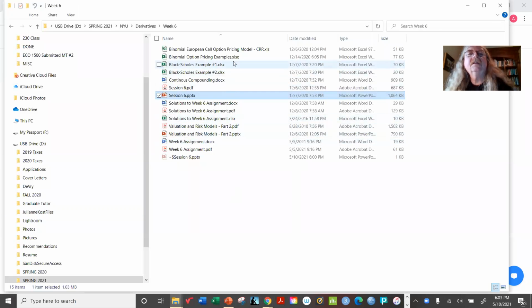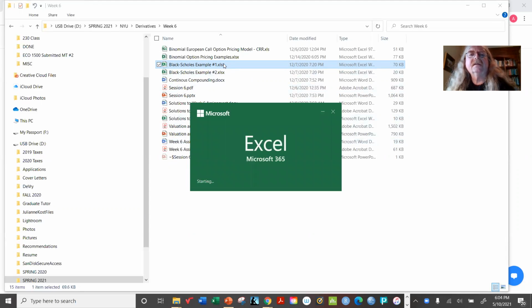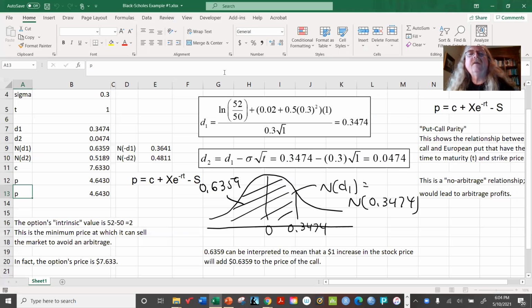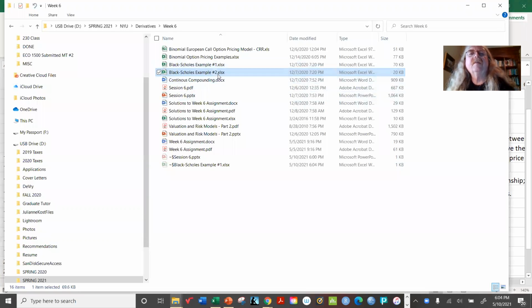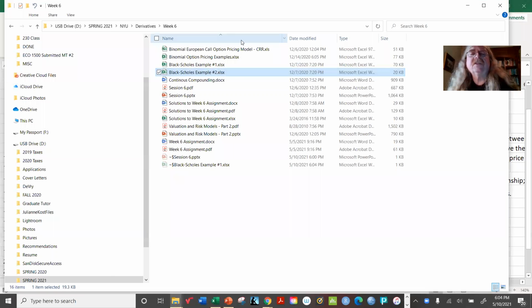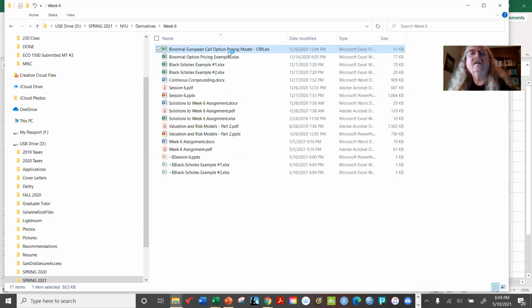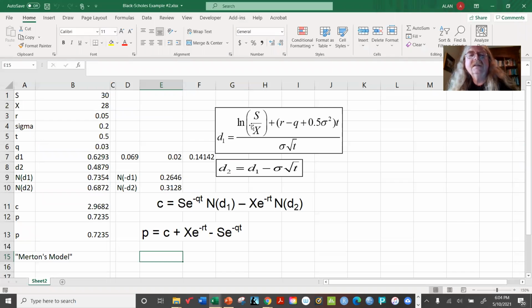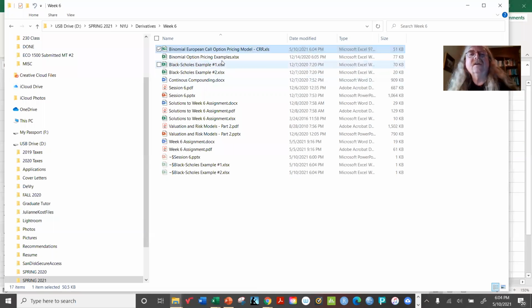Here's the notes. There's two templates that I sent you for Black-Scholes, and get those open. And then we also have the binomial option pricing model, which is used for American options, because Black-Scholes is not capable of doing American options. So let's see, what else do we have here? A lot of goodies already set up in Excel, which is nice.